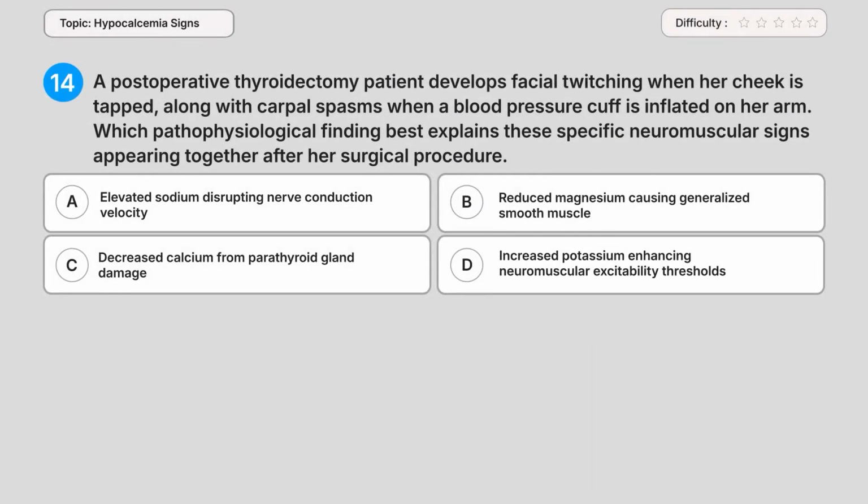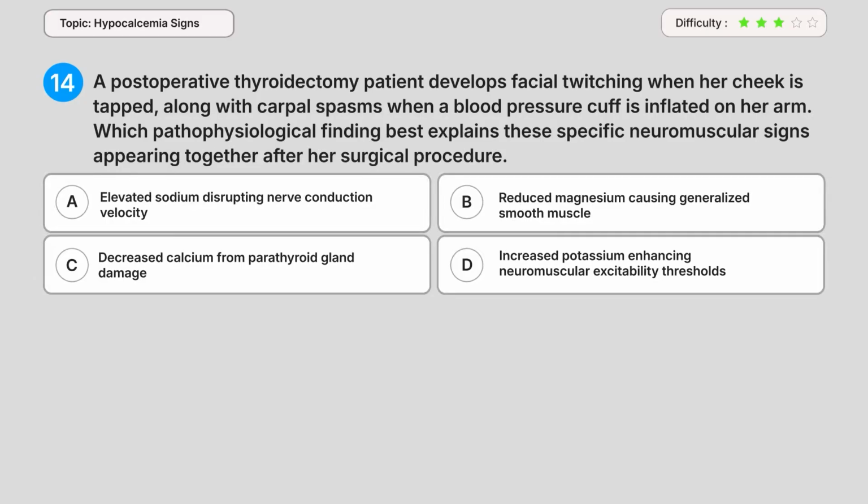Question 14. A postoperative thyroidectomy patient develops facial twitching when her cheek is tapped, along with carpal spasms when a blood pressure cuff is inflated on her arm. Which pathophysiological finding best explains these specific neuromuscular signs appearing together after her surgical procedure?